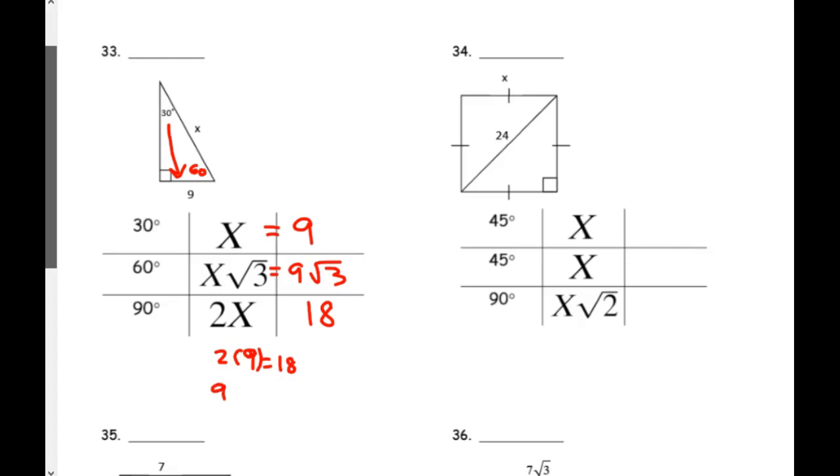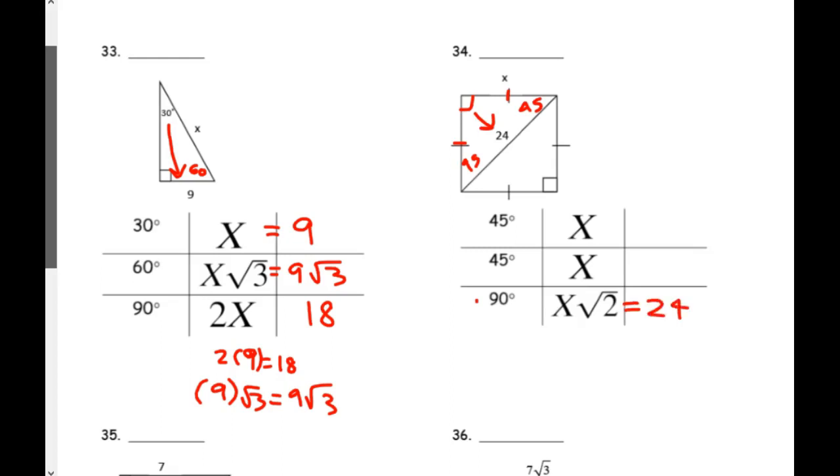Back that up real quick. 9. There you go. Showing some work. Alright, if it's isosceles, we know that these angles are the same, and it's a 45, 45, 90 triangle. So if across from 90 is 24, this is the tricky one.